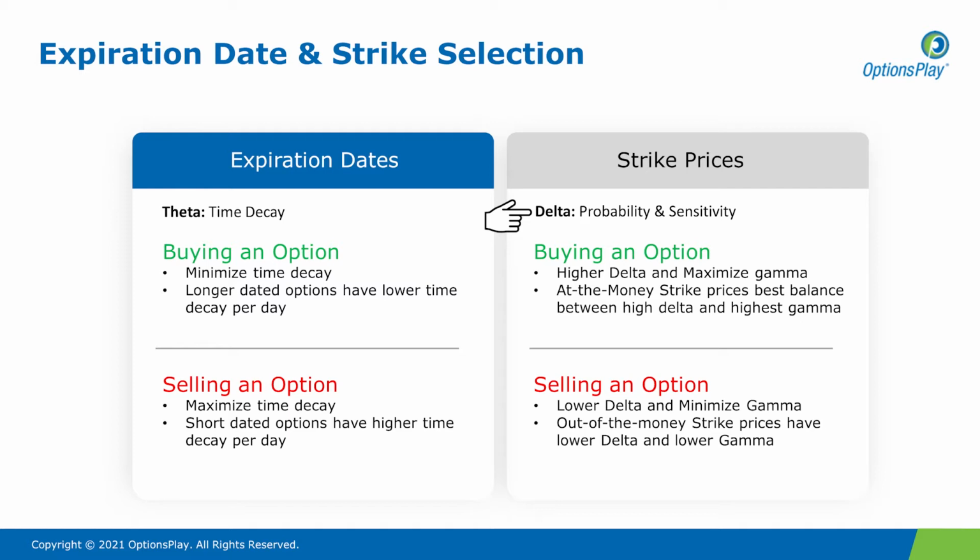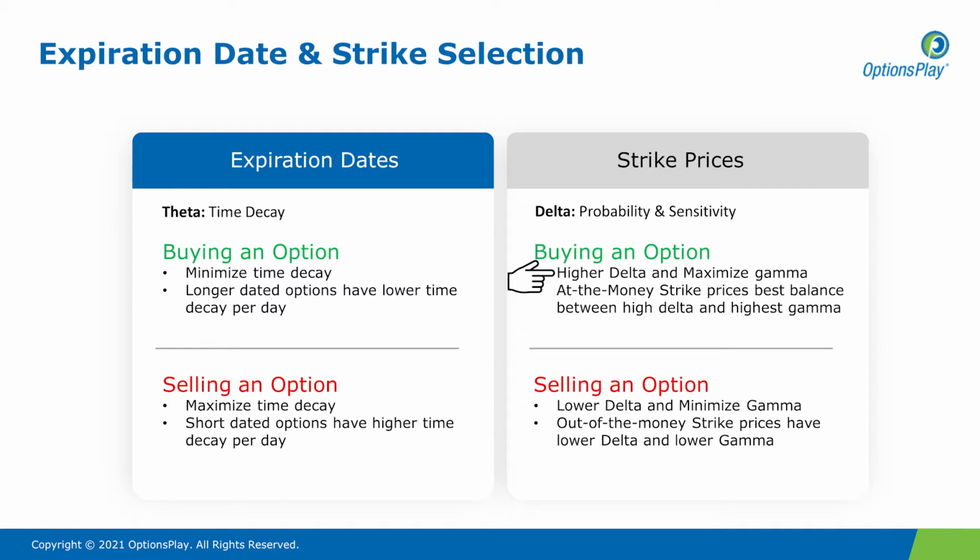So delta gives us two things. It gives us the probability that the option will be in the money at expiration. And it also tells us the sensitivity of the option that we're buying or selling to the underlying stock price. So whenever you're buying an option, a higher delta will maximize the sensitivity of the option that you have. And when you're buying an option, the risk to reward ratio is skewed in your favor, meaning you have limited losses whenever you're buying a call or a put. In theory, unlimited upside when you're buying a call. So you want higher sensitivity to the underlying stock price.